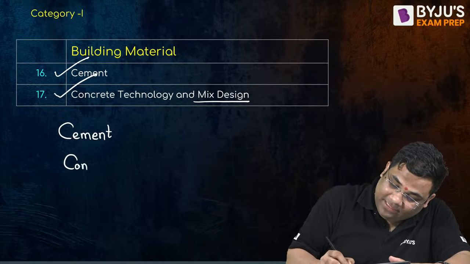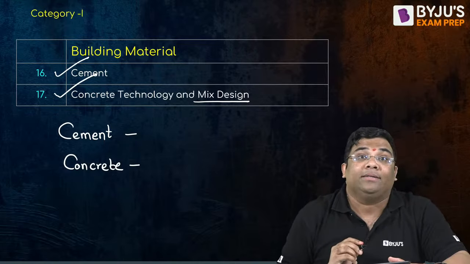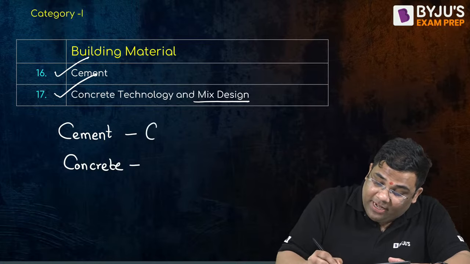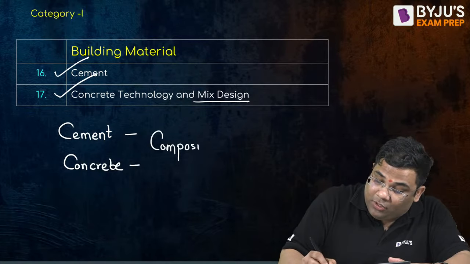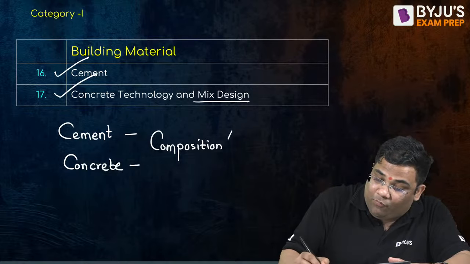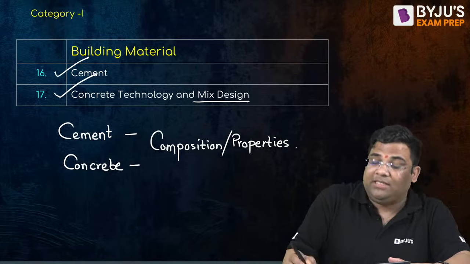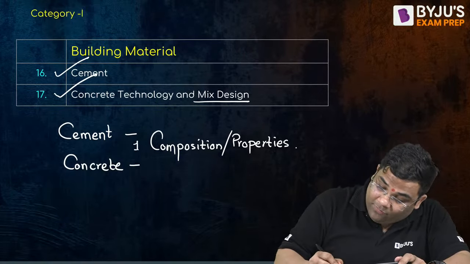Many students ask me this thing. So you should study three things in both cement and concrete. The first thing you study is the composition, right? First thing you should know about cement and concrete is composition and what properties those particular constituents impart. So composition is very important. First thing you study this.